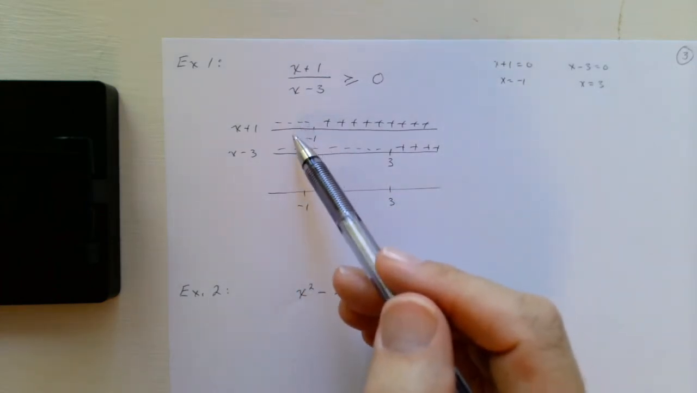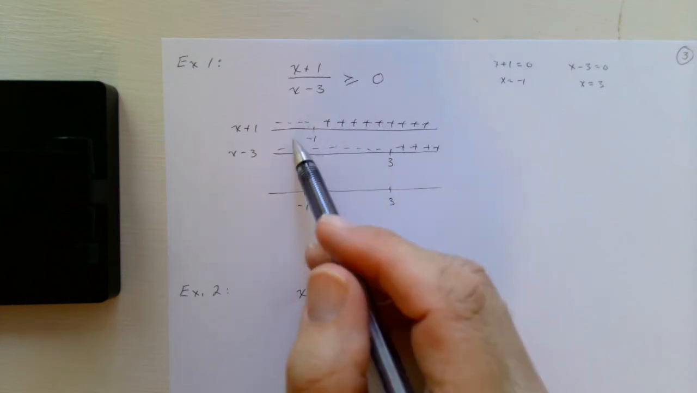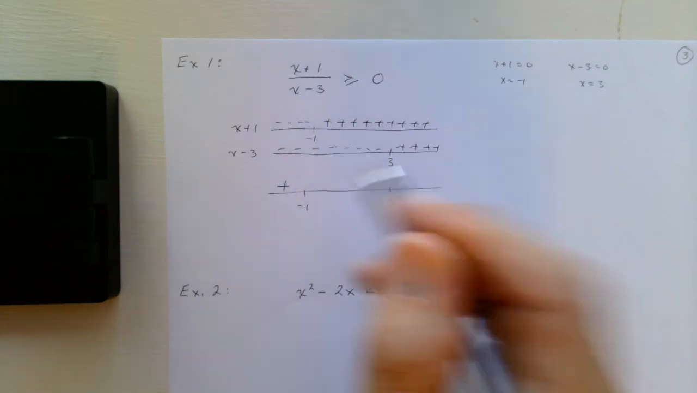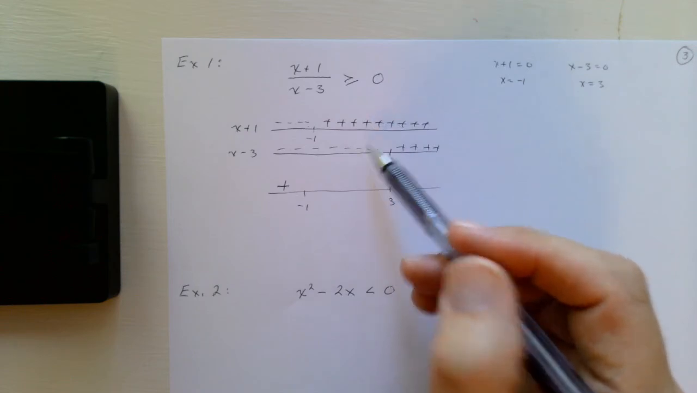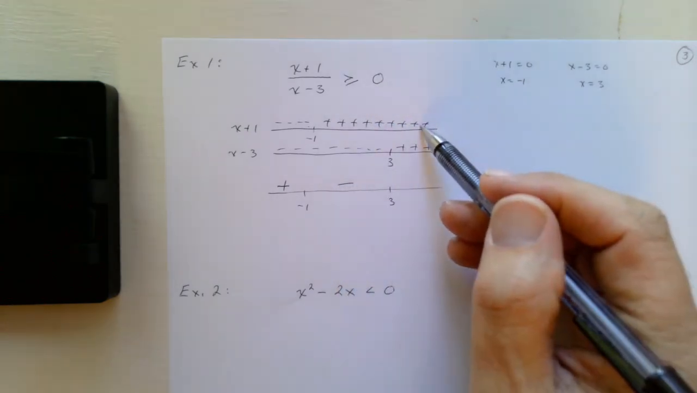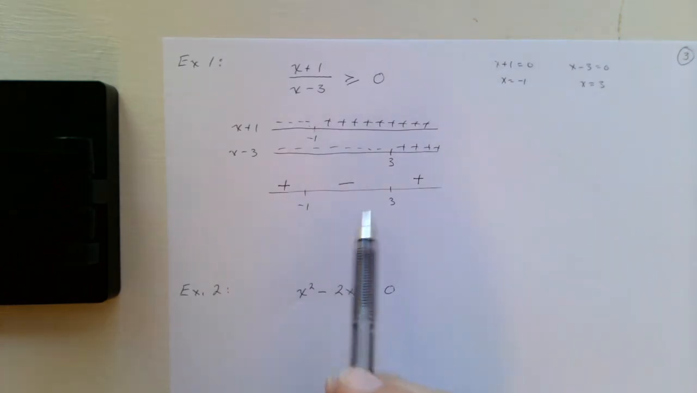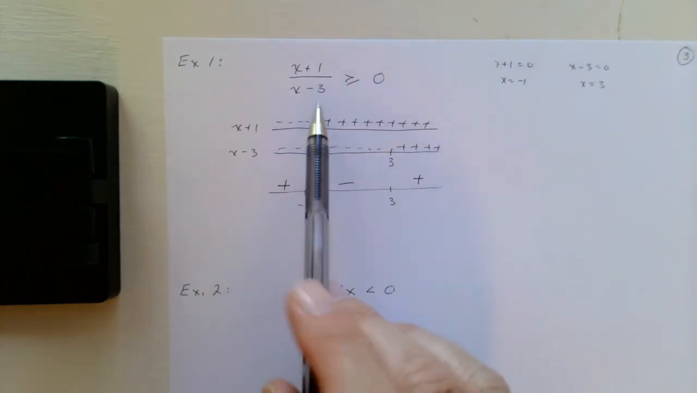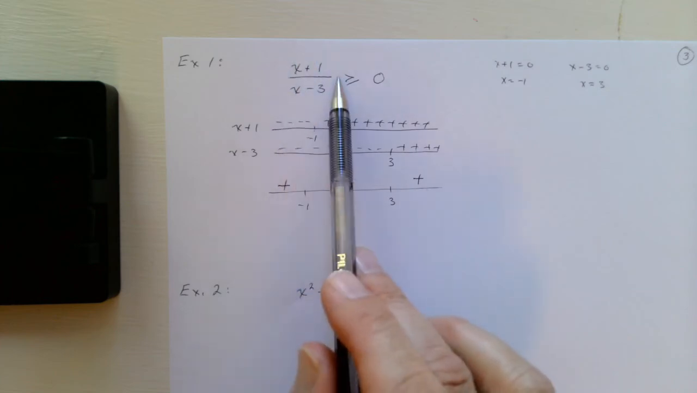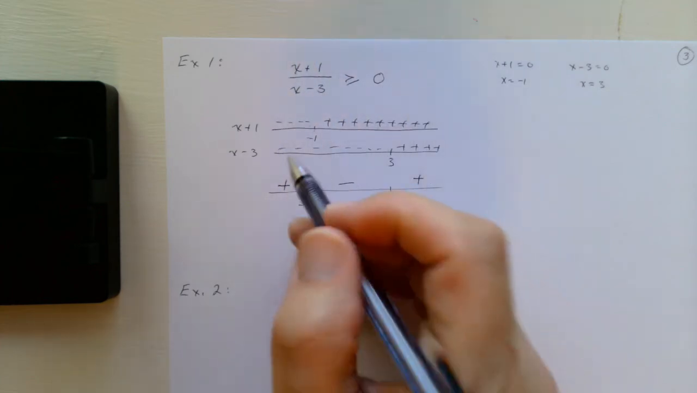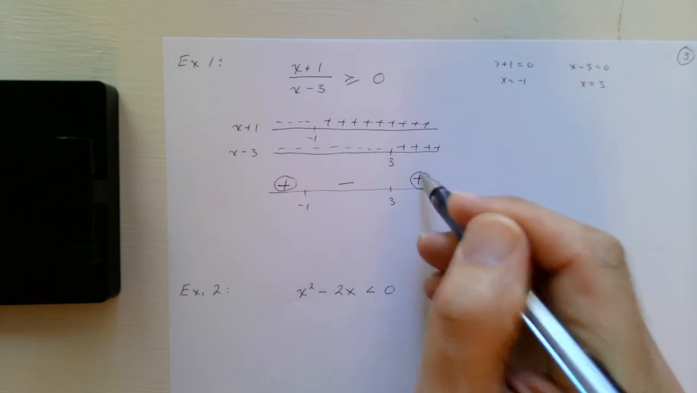On the first interval we have a negative divided by a negative, so that's going to be positive. Here we have a positive divided by a negative. Here we have a positive divided by a positive. Now, which interval do we want? This says we want this expression to be greater than or equal to 0, so we want the positive intervals.